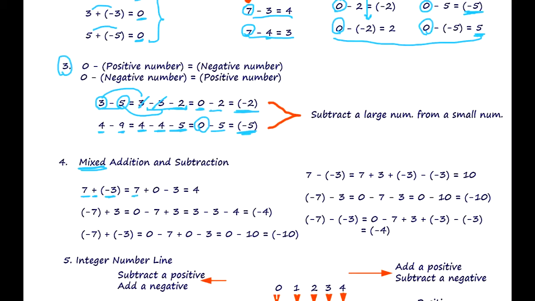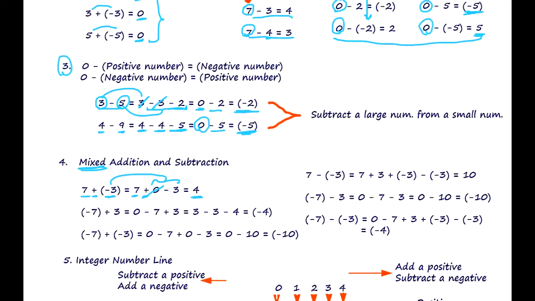7 plus negative 3 is 0 minus 3, right? So ignore the 0. 7 minus 3 is 4. Alright, so 7 plus negative 3 is 4. That's easy enough.